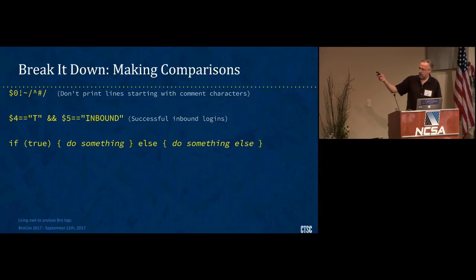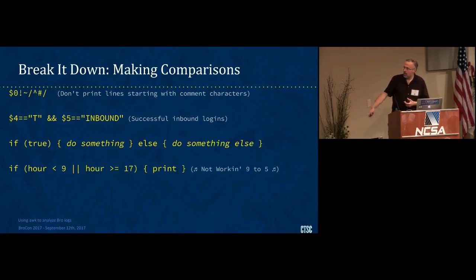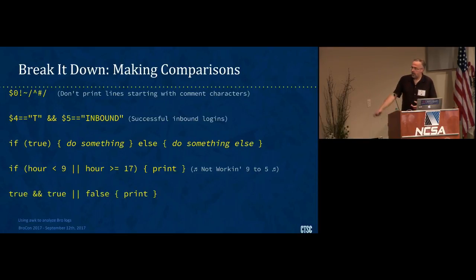If you want to compare something and do one thing if it's true and another thing if it's false, then you'd use an if-else statement like this. So we end up with: if the hour is less than 9 or the hour is greater than or equal to 15 or 17, which is 5 o'clock or later, then print it out, because that's what we care about. It's people logging in outside normal working hours. Another shorter way to write out an if-else statement is using the logical operators like this. You might see this in some of the examples.